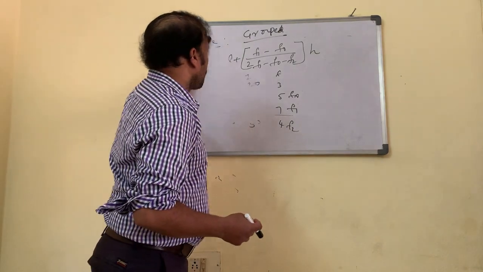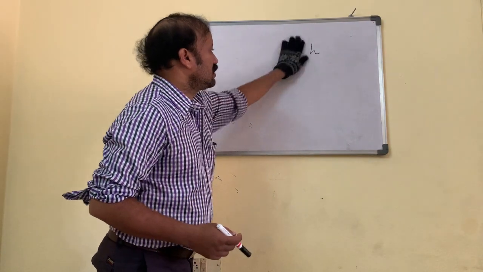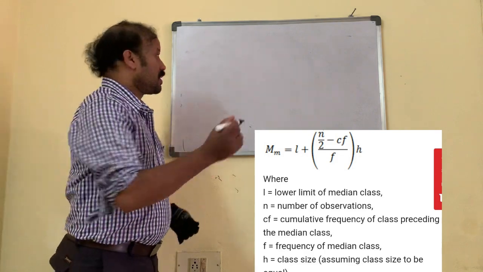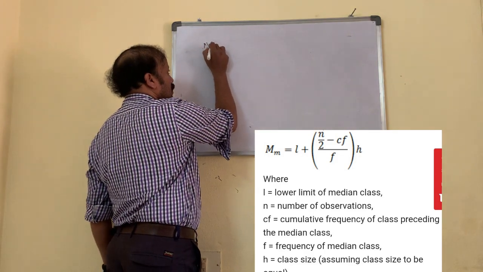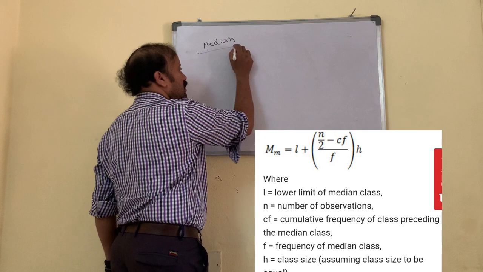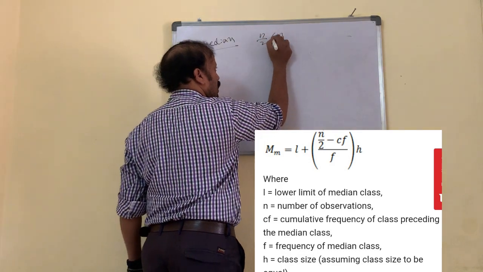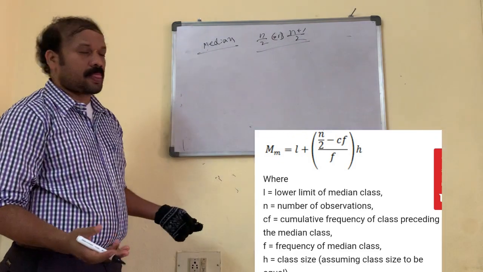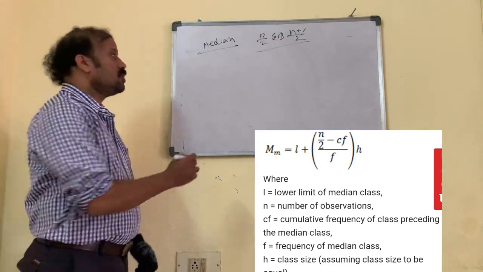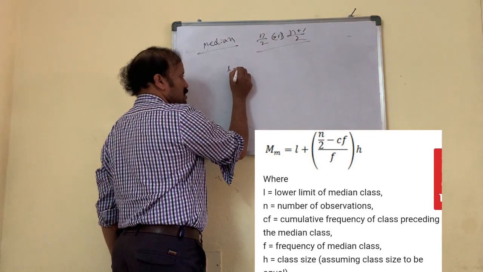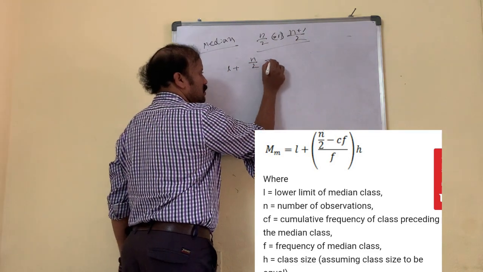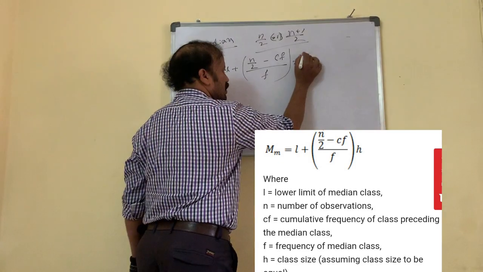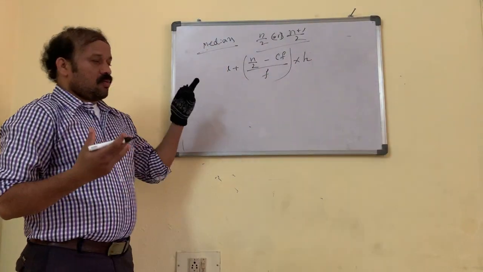Next one is median. For ungrouped data, the median formula is n by 2 or n plus 1 by 2. Use this for ungrouped. For grouped data, the median formula is L plus n by 2 minus CF by F into H.